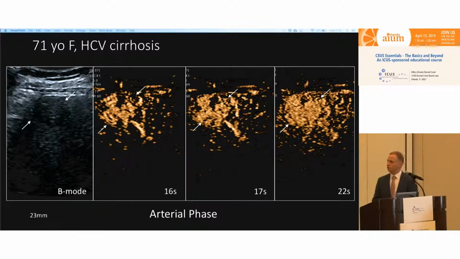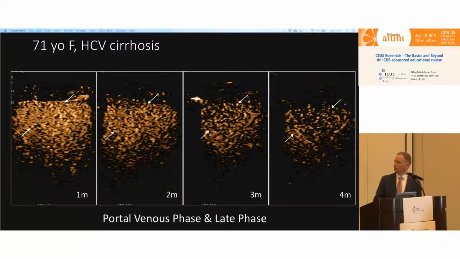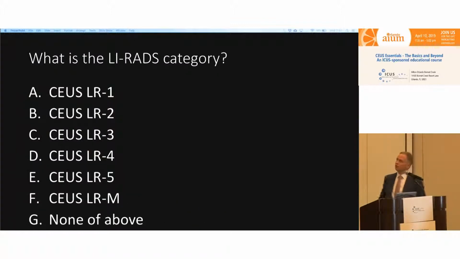Those are representative images of the arterial phase of the lesion. And then late images at 1, 2, 3, and 4 minutes after contrast injection with arrows pointing to the tumor. All right, so the question is, what LI-RADS category would you assign this lesion to? You can just write it down and we'll go over things.